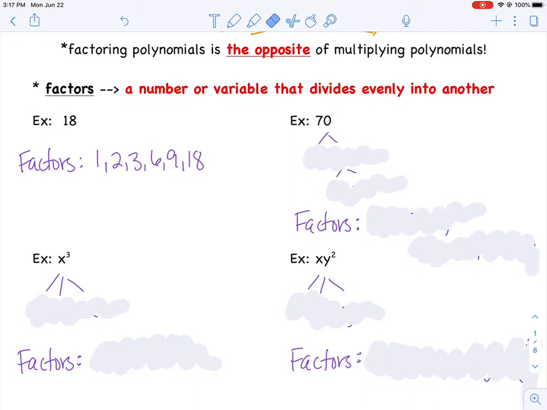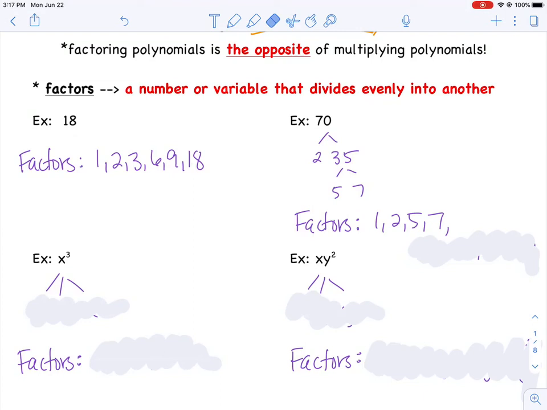What about 70? Now, it might be a little bit harder to figure out all the factors of 70, and some of you might have seen a factor tree before, where we can break 70 down into prime factors that multiply to 70. So I always start, if it's an even number, with 2. So 2 times 35. And now I can break down 35 into 5 and 7. So I can actually say that the prime factors of 70 are 2, 5, and 7.